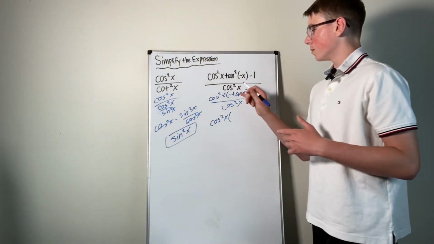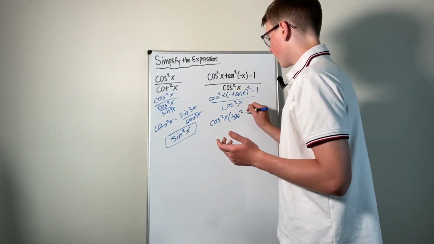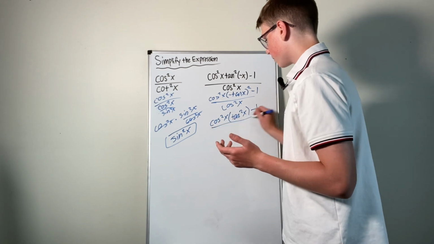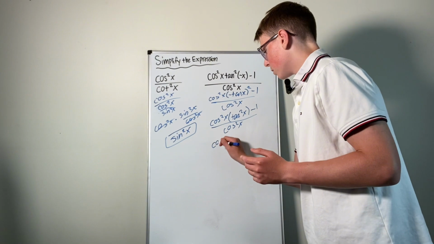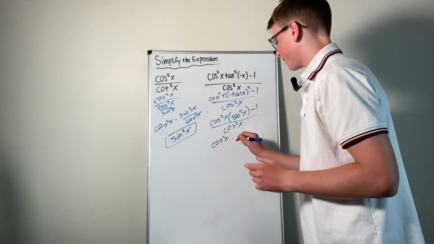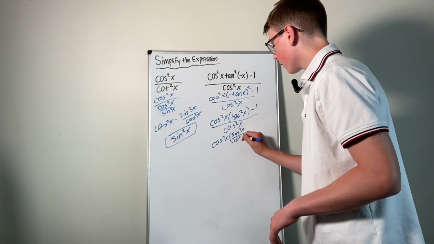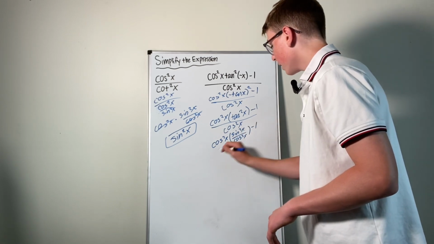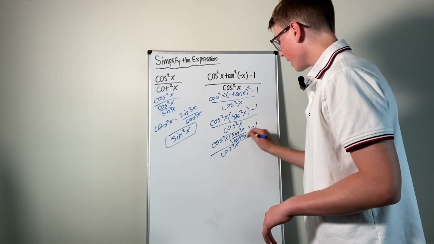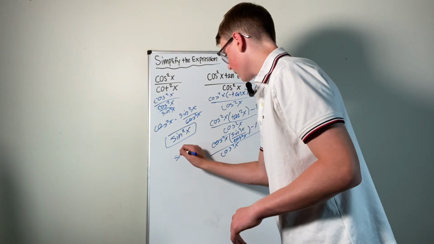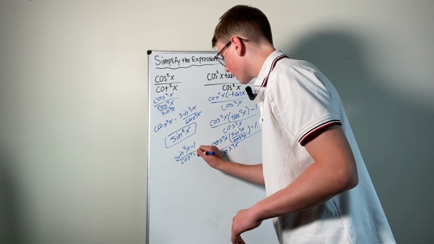And then when you square this negative, it actually gets rid of the negative. So you'll just have tangent squared x over cosine squared x. Then this will be cosine squared x times sine over cosine, sine squared x, or cosine squared x minus 1 over cosine squared x. These cosines will cancel. You'll have sine squared x minus 1 over cosine squared x.